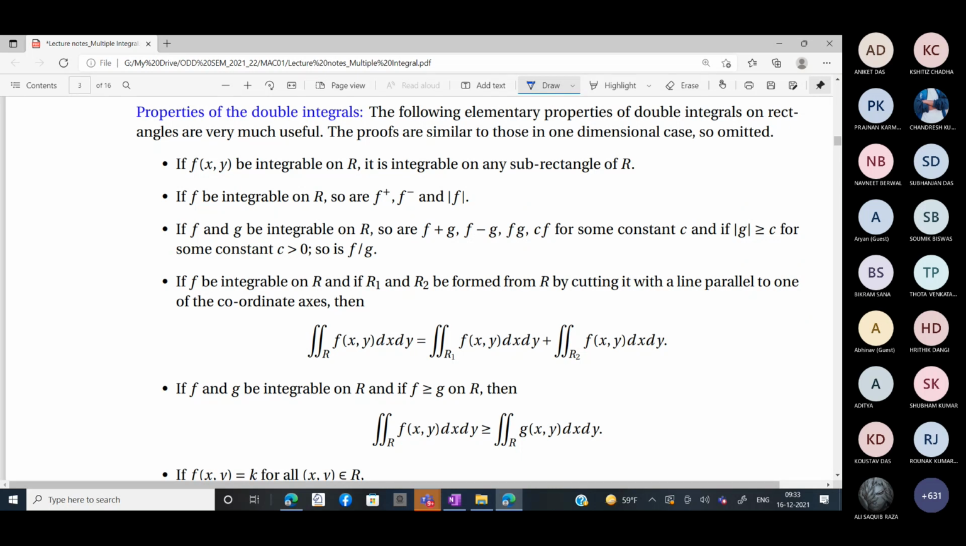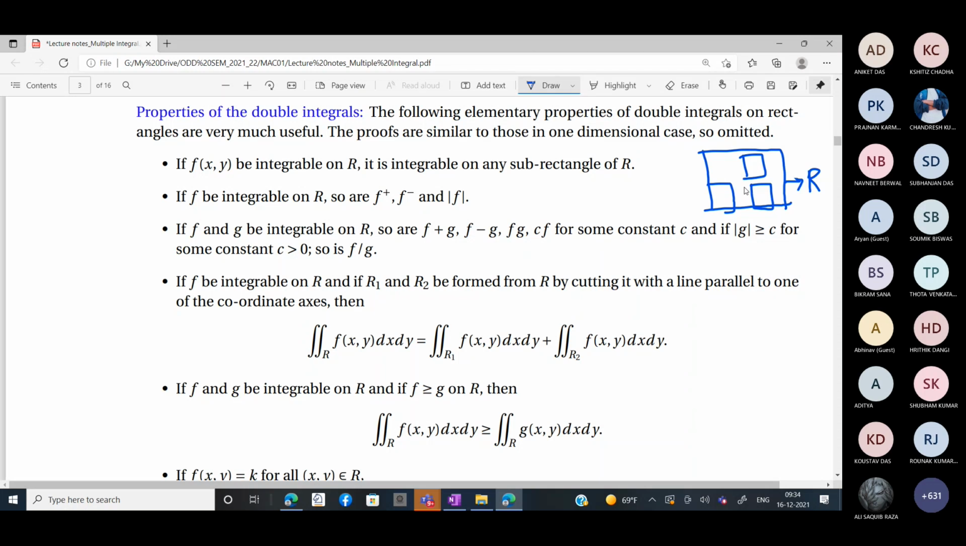First thing is, if f is integrable on R, then it is integrable on any subrectangle of R. What is that? Suppose this is your bigger rectangle, initially this is your R, and if f is integrable on R, then it is integrable on any subrectangle here. There is no issue because it is integrable on the bigger rectangle. So this is quite an expected result.